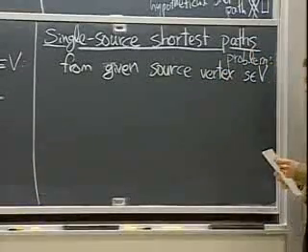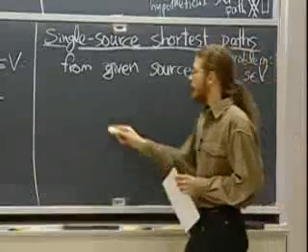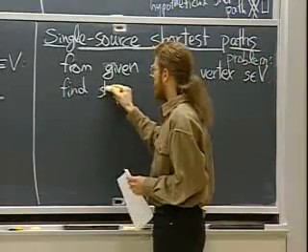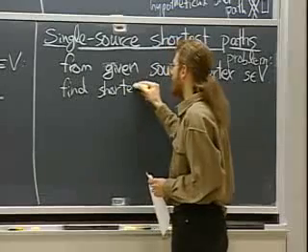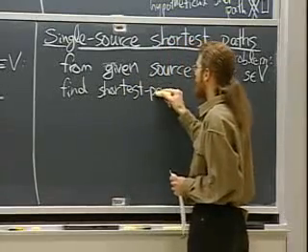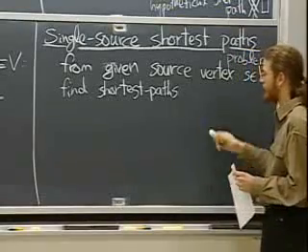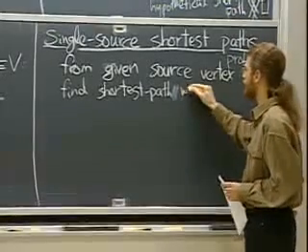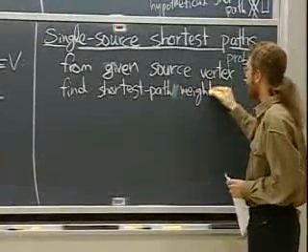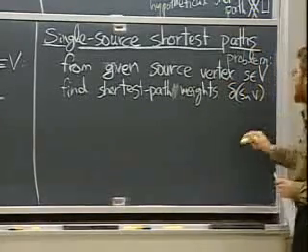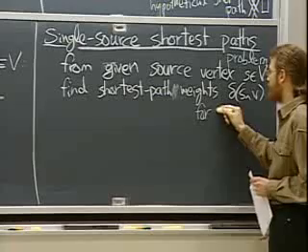So we'll call the source vertex S, and from that source we want to find, let's say, the shortest path weights from S to everyone. In particular, we'd also like to know the shortest paths, but that isn't too much harder. So that's delta of S comma V for all vertices V.